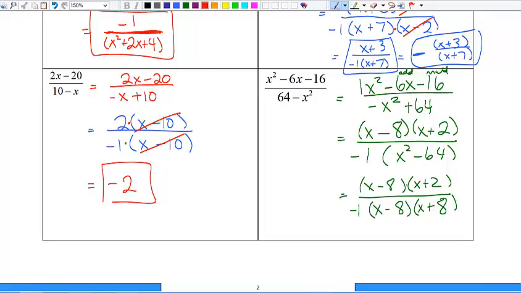Once I have the numerator and the denominator factored, I can just divide out any common factors, and I'm left with x plus 2 over x plus 8. The negative could go in the bottom, but I'm going to go ahead and put it out in front because I feel like that's a little bit more clear, but you could probably leave it in the bottom.